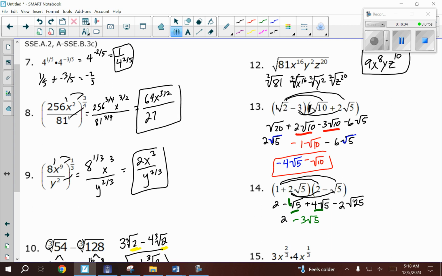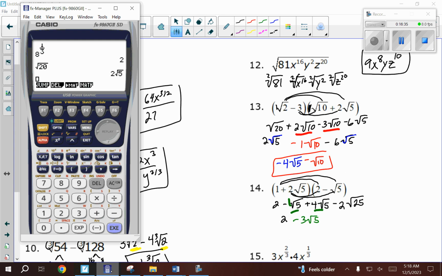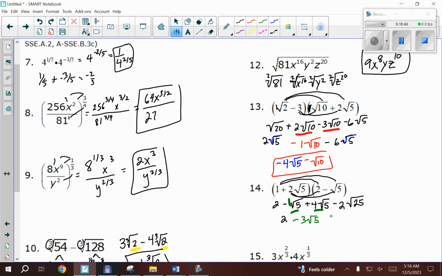Now for this guy over here, I'm going to type that in the calculator and see what happens. So I have negative 2 radical, shift radical 25, and it gives me negative 10. So now I can put this together with this. 2 take away 10 is negative 8, and then you bring down negative 3 radical 5. That's your final answer.